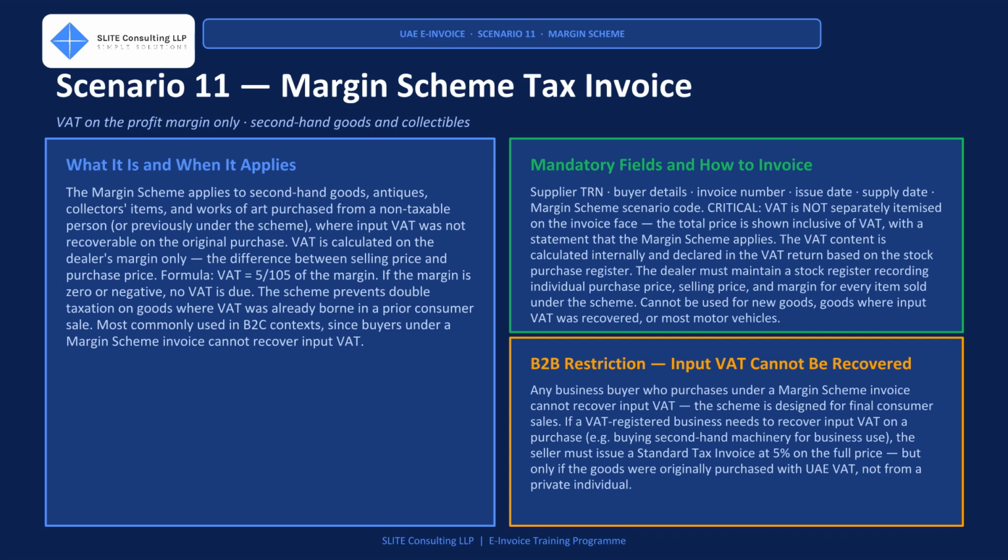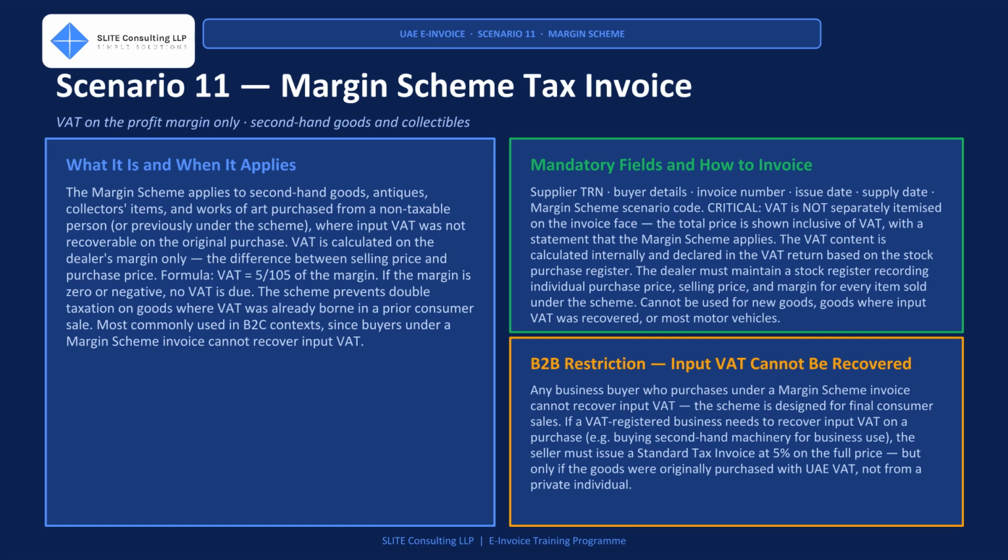The scheme prevents double taxation on goods where VAT was already borne in a prior consumer sale. Critical invoicing rule. VAT is not separately itemized on the invoice face. The total price is shown inclusive, with a statement that the margin scheme applies. The VAT content is calculated internally from the stock register, which must record purchase price, selling price, and margin for every item sold under the scheme.